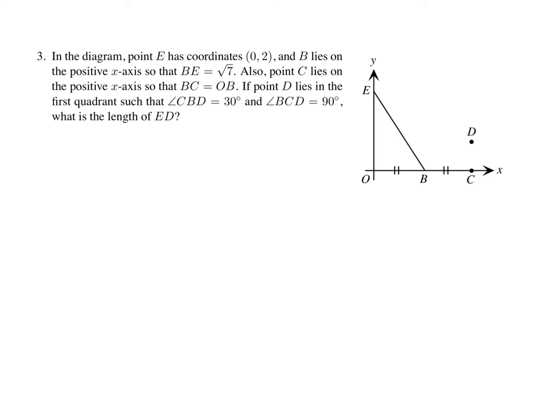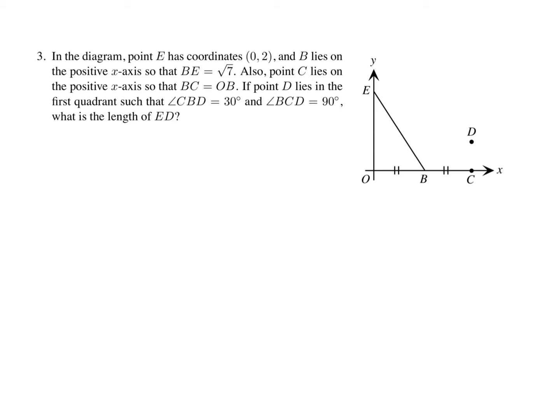In the diagram, point E has coordinates 0, 2. And B lies on the positive x-axis, so that BE is root 7. Also, point C lies on the positive x-axis, so that BC is equal to OB. If point D lies in the first quadrant such that angle CBD is 30 degrees and angle BCD is 90 degrees, what is the length of ED?